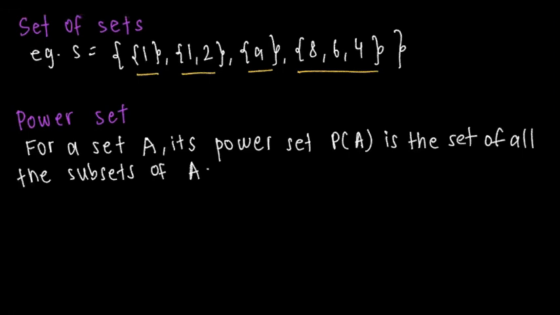And then a power set for any set is the set of all subsets of that set. Earlier we had kind of listed all the subsets of a set, right? For a power set, we would put all of those into a set with curly brackets. Let's try an example.